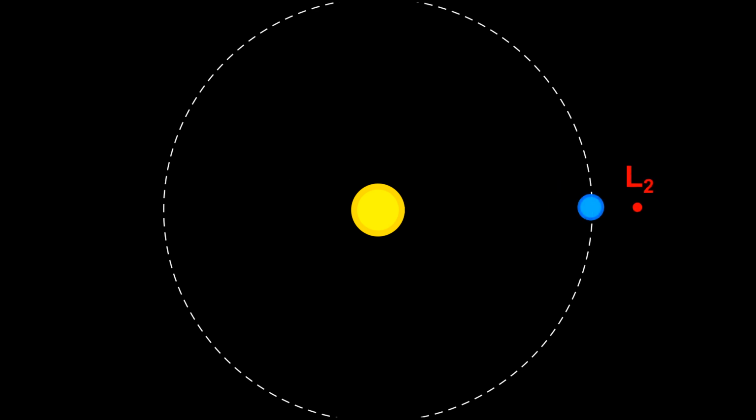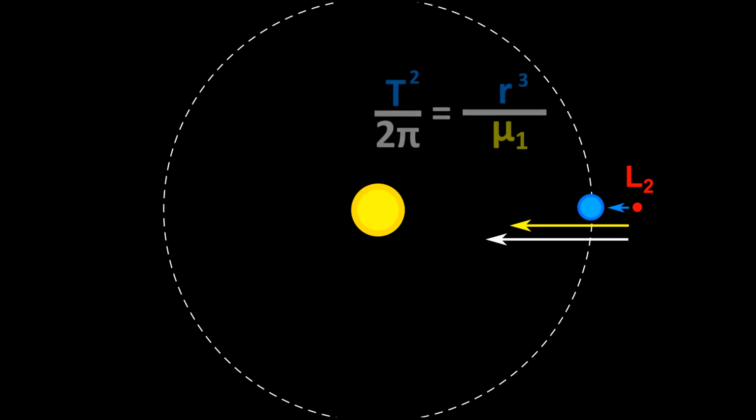Let's move on to L2, where we basically have the opposite situation to L1. The gravitational attraction of the Sun and the Earth are both pulling in the same direction this time, artificially strengthening the Sun's gravity and allowing a spacecraft to orbit further out than the Earth while still maintaining a solar orbital period of 1 Earth year. This effect is the same as increasing the gravitational parameter.